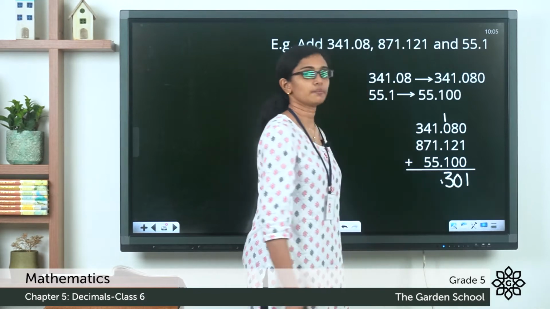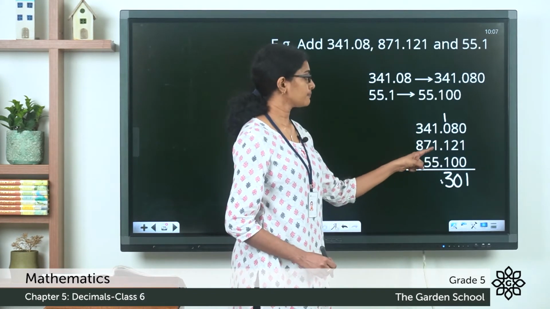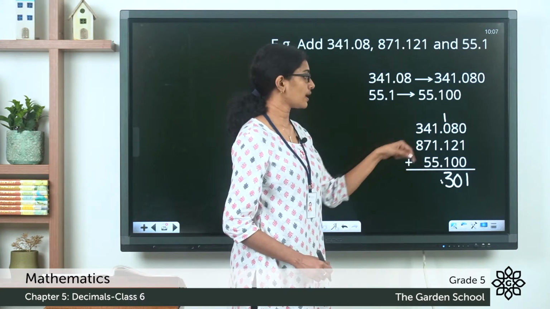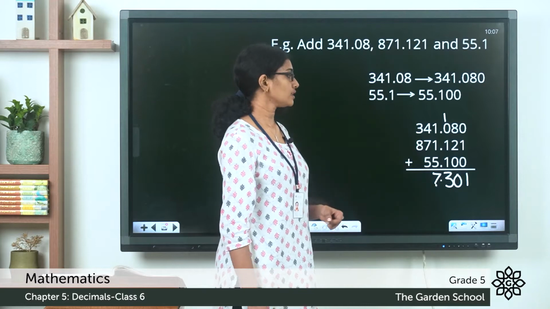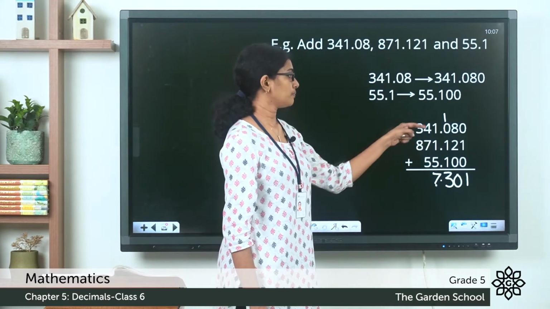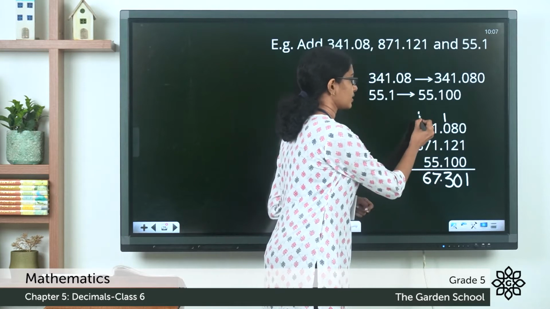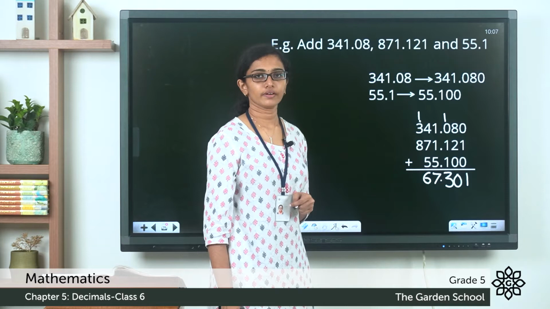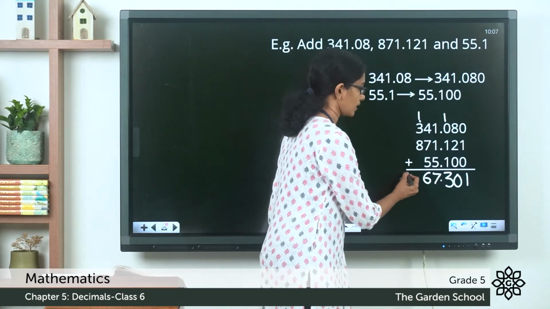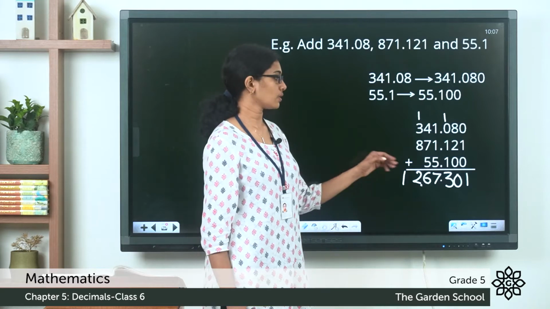Then put the decimal point. The digits in the ones place: 5 plus 1 is 6, plus 1 is 7. Then 5 plus 7 is 12, plus 4 is 16. Let's write the 6 here and carry over the 1 to the next place. Now 8 plus 3 is 11, plus 1 is 12. So 2 goes in the hundreds place and 1 goes in the thousands place.